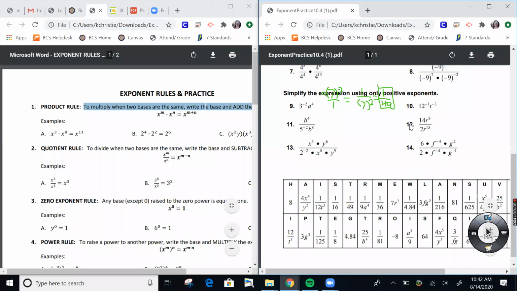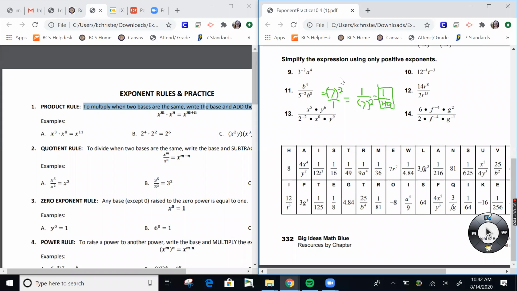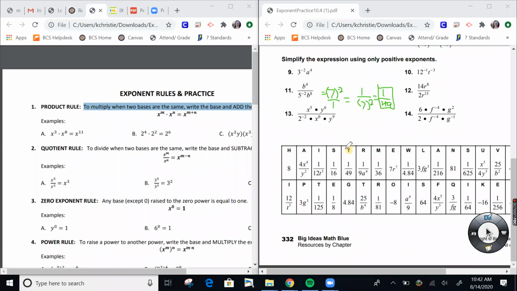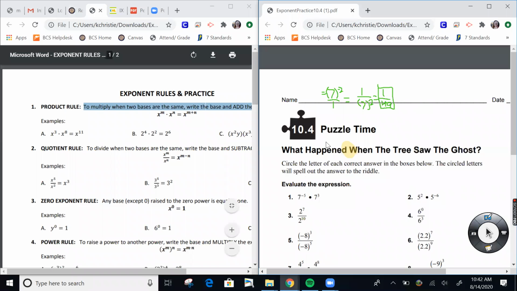So if I scroll down, number 1 was 1 over 49. So what I'm going to do is circle or highlight 1 over 49's letter. At the very end, this should spell, I think it's 3 different words. So there are 2 words at the top that it's going to spell and 1 longer word at the bottom that it's going to spell. And it's going to actually solve this riddle. What happened when the tree saw the ghost?